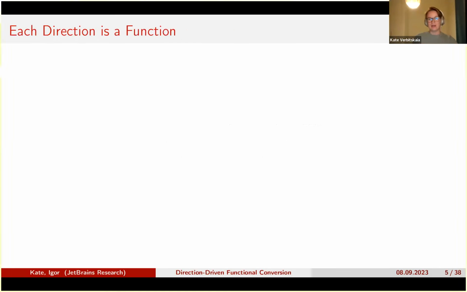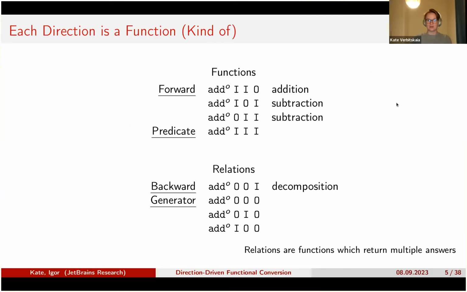Each of these directions basically works as a function. Well, kind of. Some of these directions are indeed functions. They can only produce at most one possible answer given the inputs, such as addition and subtraction, of course. They always give us only one possible result. Predicates also can be viewed as a function which produces some kind of Boolean or something like that. But other directions are often relations. And what I mean by relation is that they produce multiple results, multiple answers. They are non-deterministic.